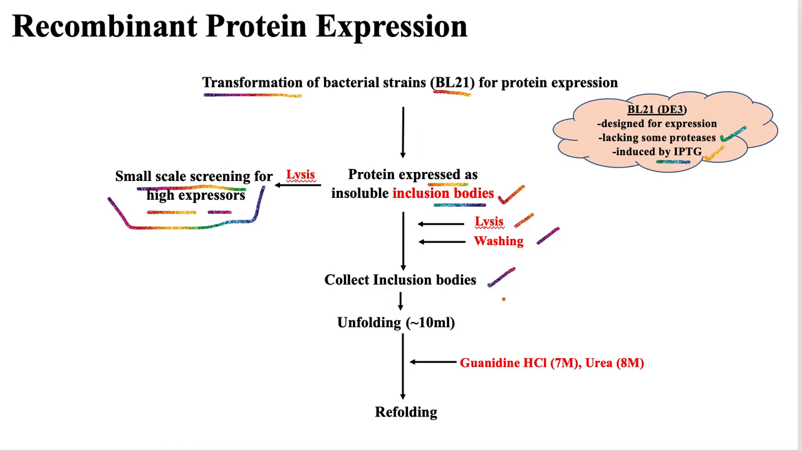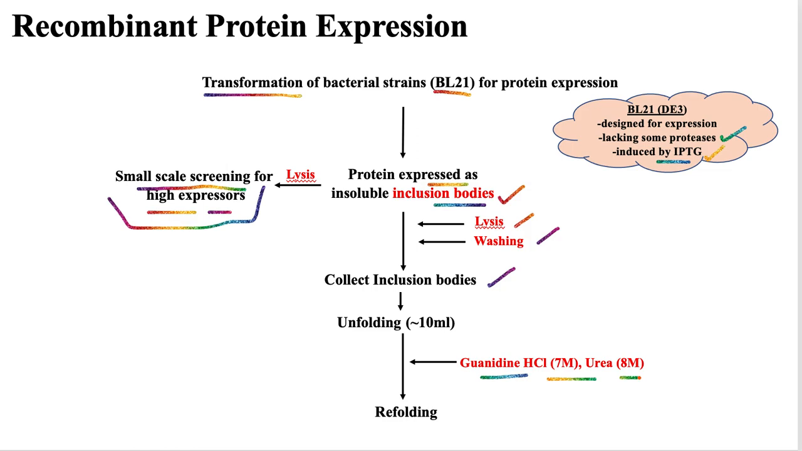So once we have these inclusion bodies, as I mentioned before, they're in an aggregated form, so we have to unfold them into a primary amino acid linear structure, because they're not folded. Then we have to refold them into complete 3-dimensional structures. But before that, we have to unfold them, and this unfolding takes place in a highly denaturing environment. For that, we use 7 molar guanidine HCl or 8 molar urea.